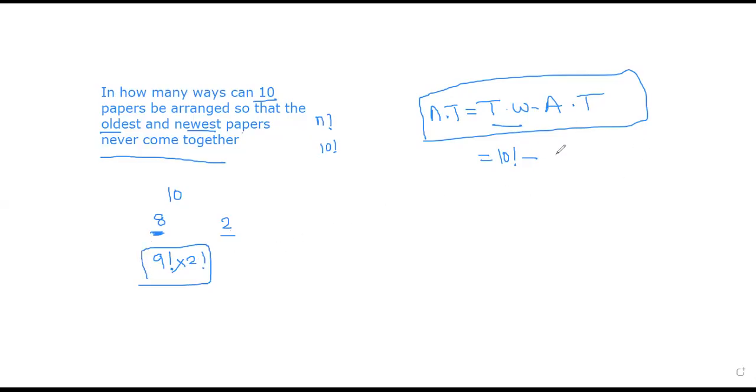So write as it is. Always together is equal to 9 factorial into 2 factorial. Try to note this formula. Never together is equal to what? Total ways minus always together.